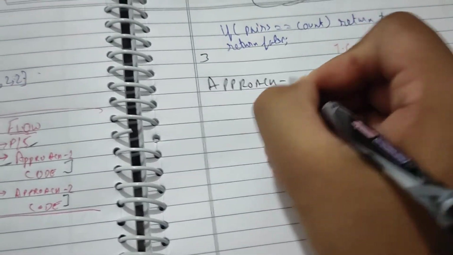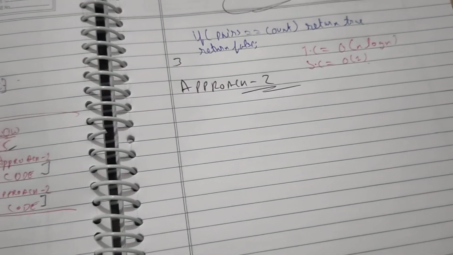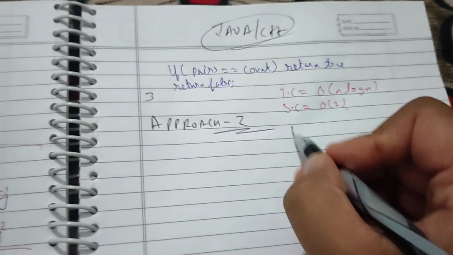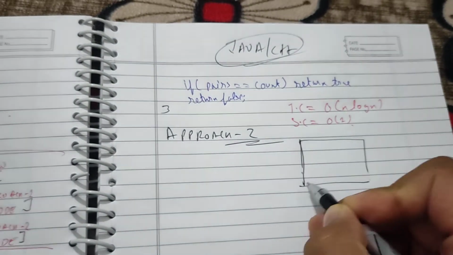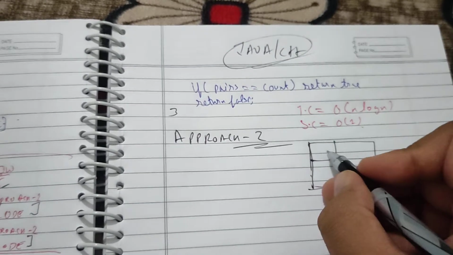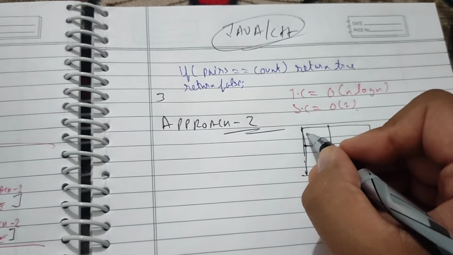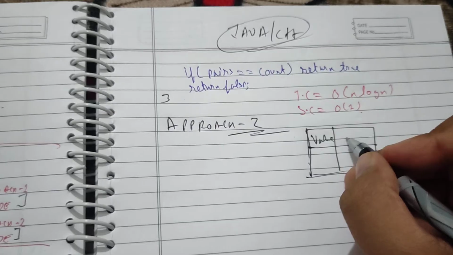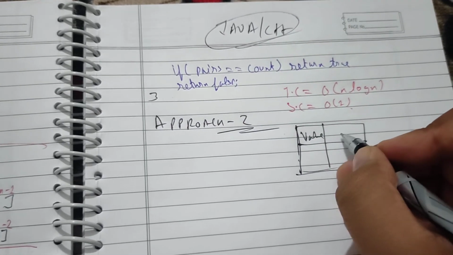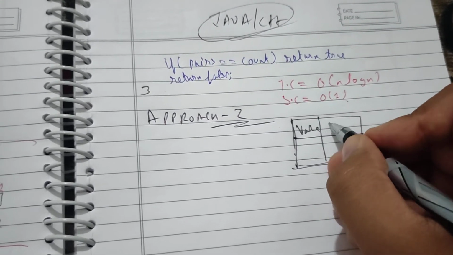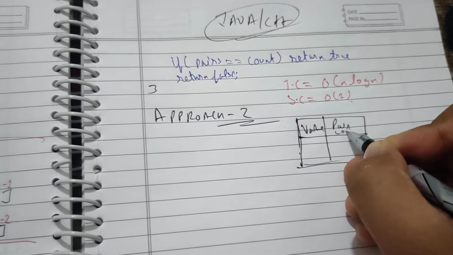Okay. So for that, what I'm thinking, why don't we create a hash map? Why don't we create a hash table of integer, where I will have my value, and I will have their count over here, like their pair count.